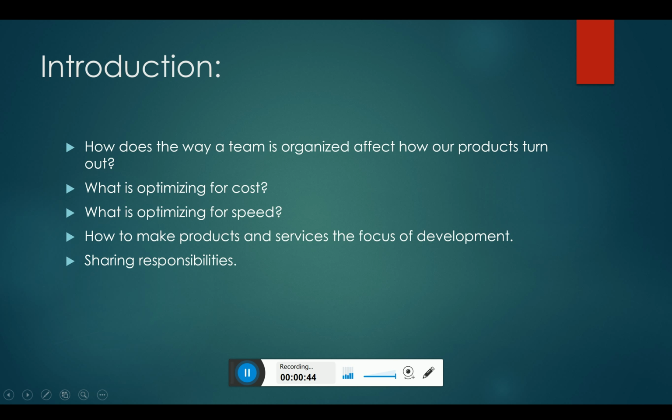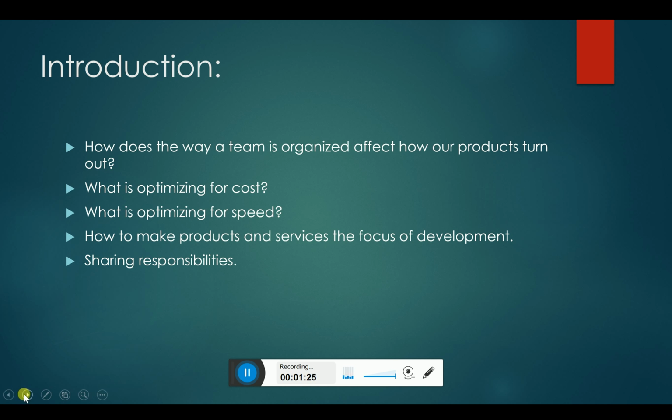Introduction. In this chapter we cover different types of organizations, and how we can organize our teams, whether optimizing for cost, for speed, or a little bit of both. It's important to plan this out beforehand, to know where your money is going to end up being spent when you hire all these people. Then we need to make our products and services the focus of development, and get that out to our customers in a timely manner, as that's how we would get paid.